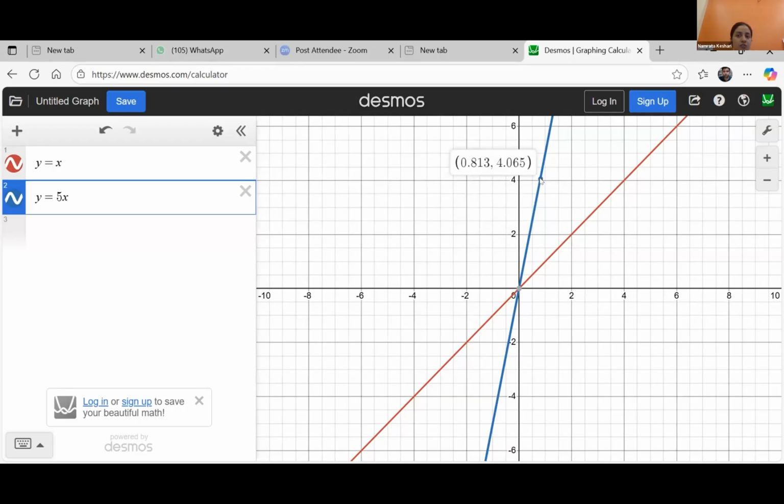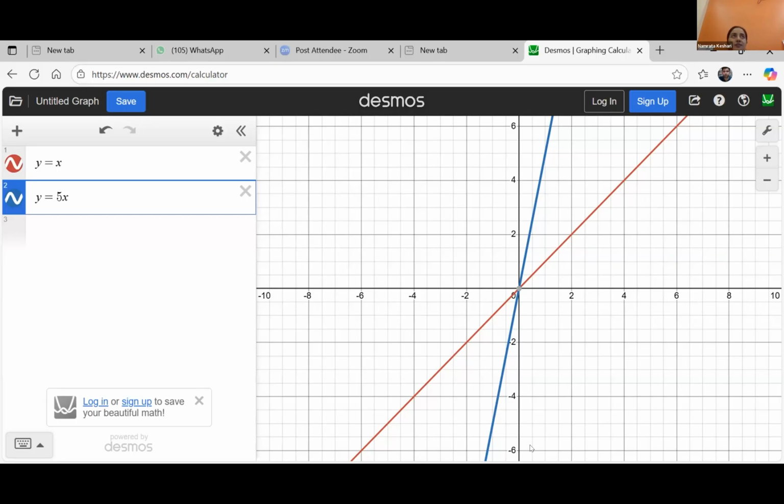Then x is just 0.8 or so, and y is 4 point something. That's called slope. The line is very steep. If we are comparing the red line and the blue line, the slope of the blue line is more than the slope of the red line. Are you getting it? Yes, ma'am. That's called the slope.